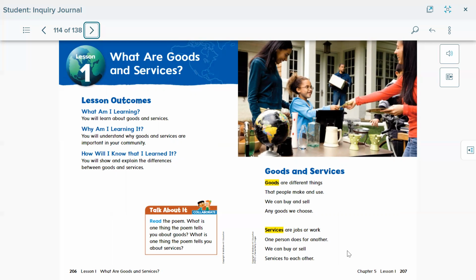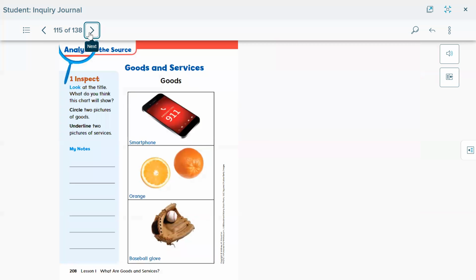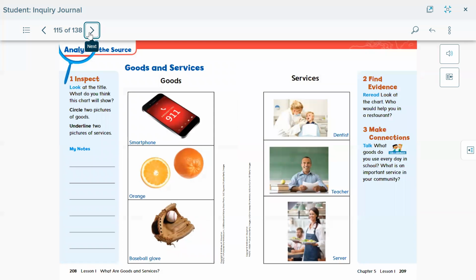So this poem is about goods and services. And a word we can use for goods is things. And also we know that people buy and sell. So we're going to see the service that sometimes you pay for, or you pay for something you didn't have in your hand, or you pay for goods that you bought and you have it in your hand. Okay, so let's see what we have. Turn to page 208 and let's see goods and services.